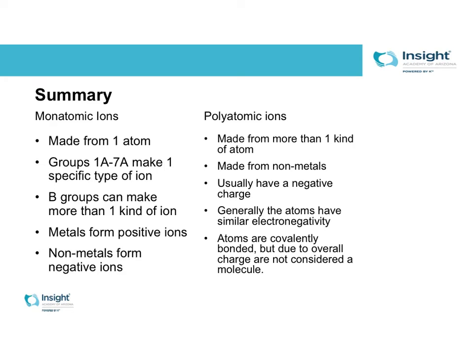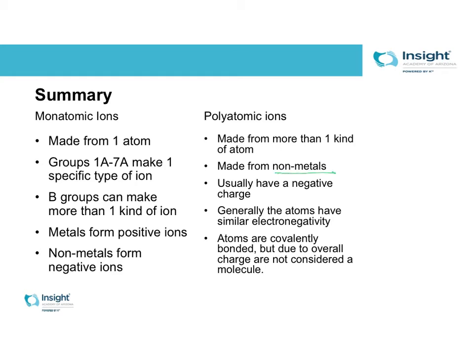All right, here is a good summary of the key differences between your monatomic ions and your polyatomic ions. There's the monatomic is made of one atom, poly is made from more than one. You do need to know those group 1A to 7A patterns, which are important for the monatomic ones. There's no kind of general rule like that for the polyatomic ones, other than they will be made from nonmetals. B group monatomic ions can form more than one kind of ion. The metals form positive ions, and then some other observations just to kind of keep track of.